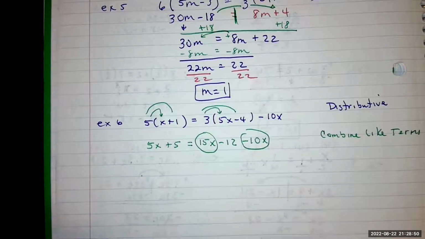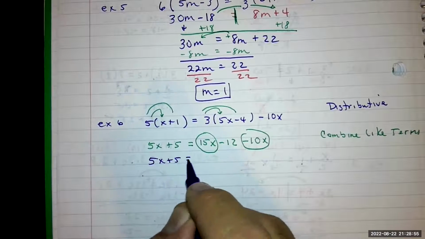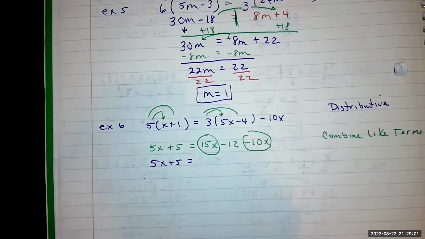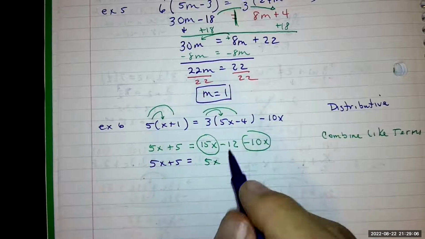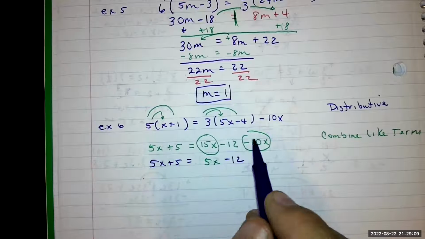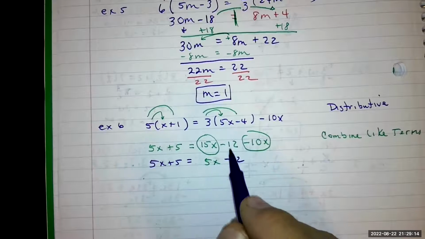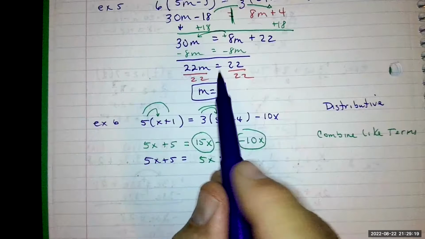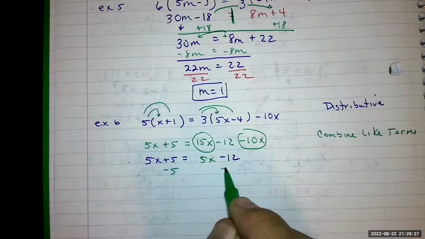So here's what it's going to look like. 5x plus 5 equals, I'm going to combine these two. So 15 minus 10x is 5x. Notice I'm putting that in green so you can see it a little better. And then minus 12. So see these two, you have to watch the sign, but that's 15 minus 10, that's 5x. And this just should bring this on down. Now you have the same song and dance that you had before. So here's what we're going to do. Same thing as always. We're going to move the number over.